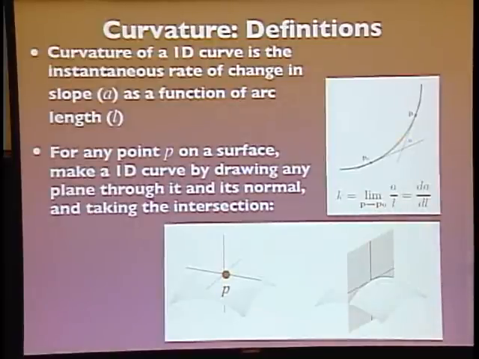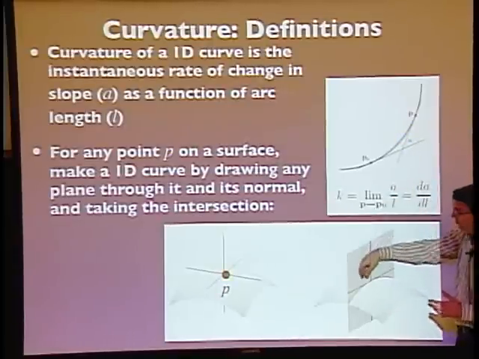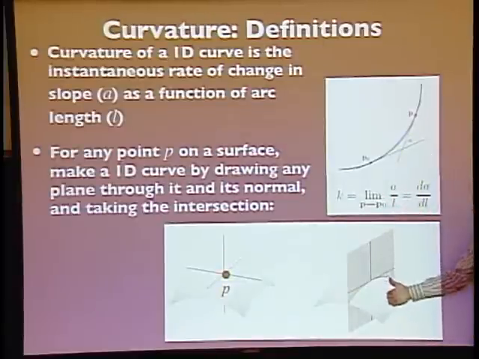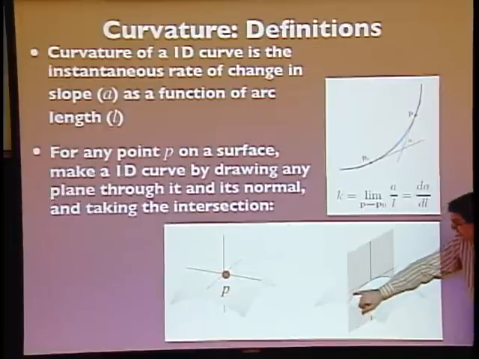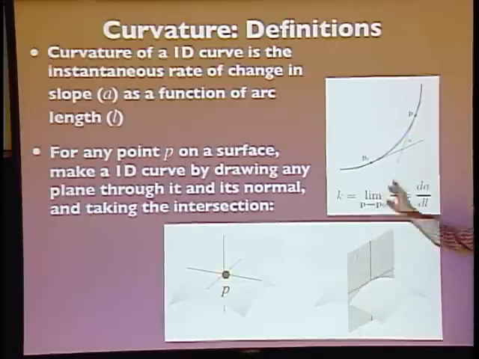We basically, for every point on the surface, can intersect it with a plane that goes through the surface normal, which is this direction, and intersect the surface. And if we get the intersection of that plane and the surface, we'll get some contour that looks like this, and we can calculate the curvature of this thing using this formula.